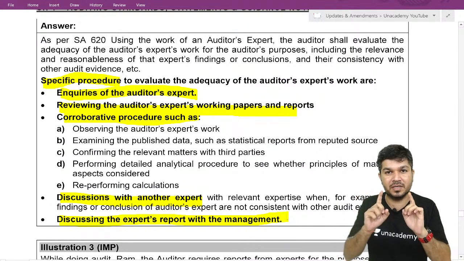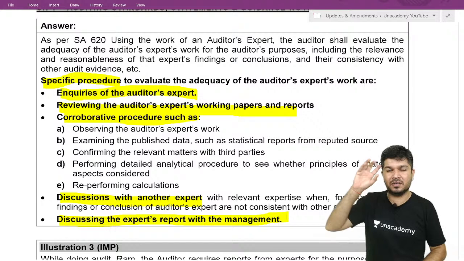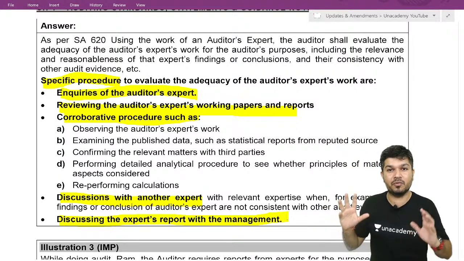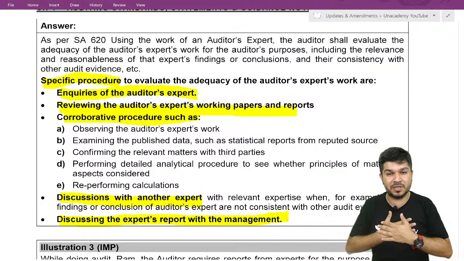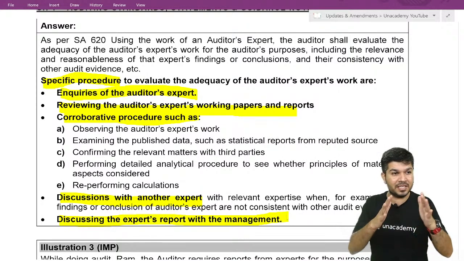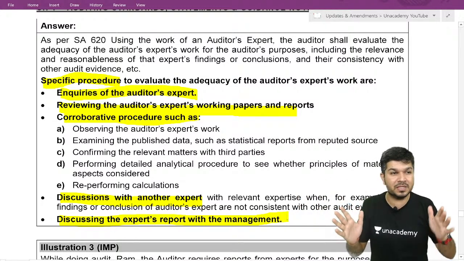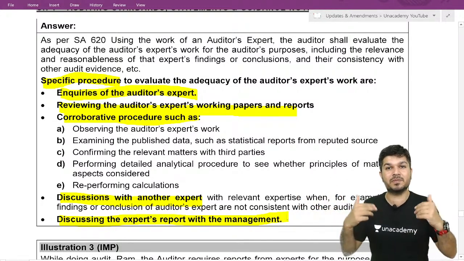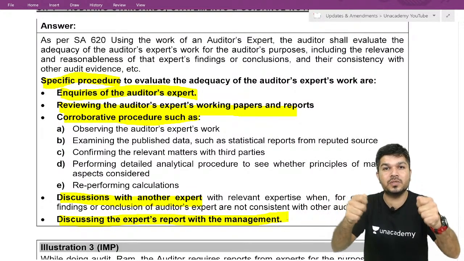Now see, the question was about procedure. If at all you go to that point number 6, how will I evaluate the adequacy of his work? I need to see his work is consistent with my other evidences. I need to see that the data, method, and assumptions used by him are proper or not. Which procedures will I do to see it?